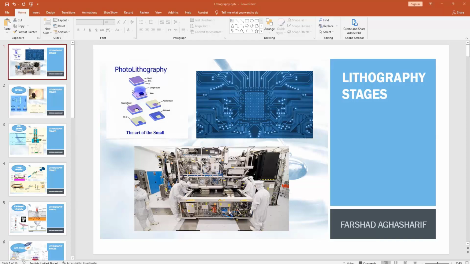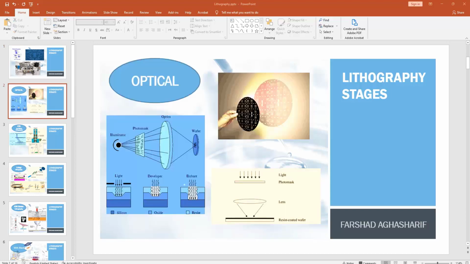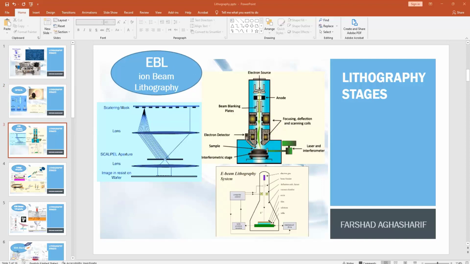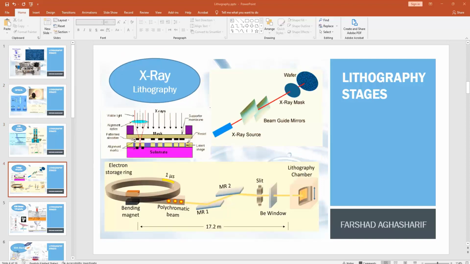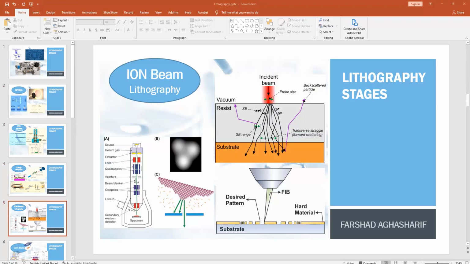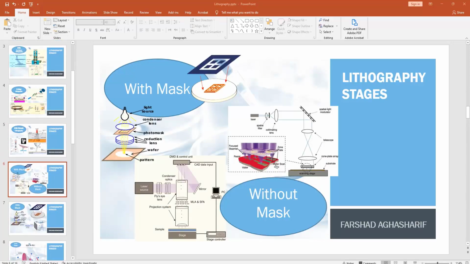Today we are going to explain a summarized version of photolithography, or lithography, in less than 5 minutes. First off, common and traditional ways of lithography divide into 4 groups: optical lithography, electron beam lithography, X-ray lithography, and also ion beam lithography. From another perspective, photolithography is done in 2 ways. One with mask and the second one without mask.